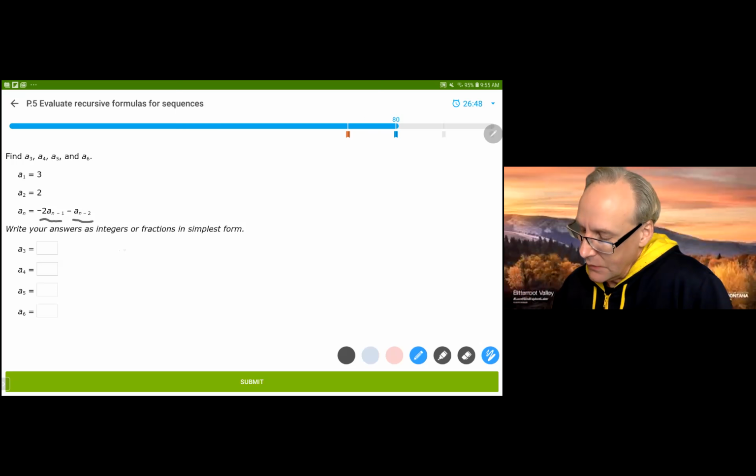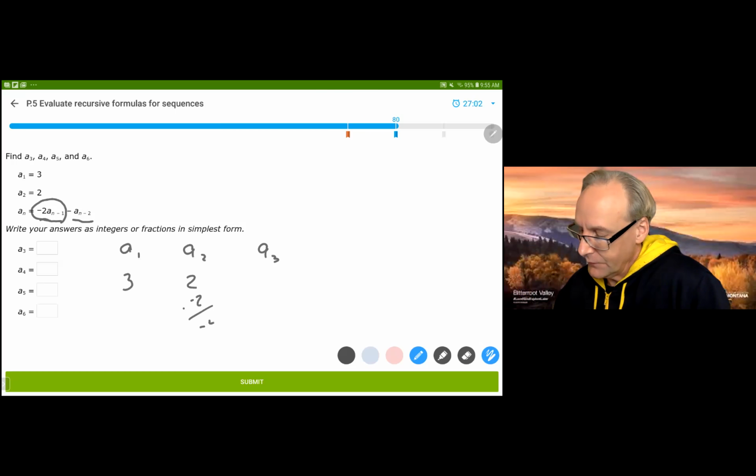So we have A1, don't let it freak you out, that's 3. A2 is 2. And to get to the next one, we're going to take the last term and multiply it by -2. That's going to give us our -4. And then we're going to take the term before that. We're going to multiply it by -1. We're going to get the -3. And then we're going to add those together and get -7.